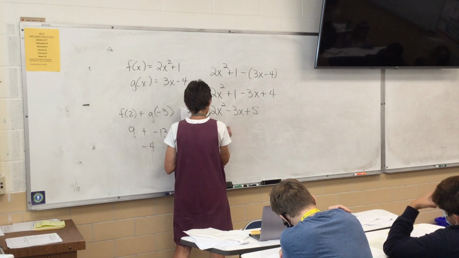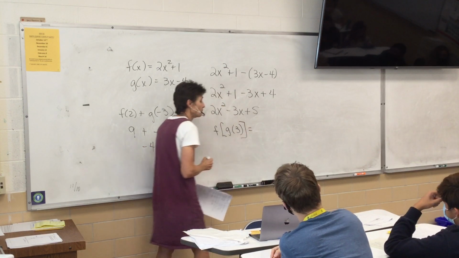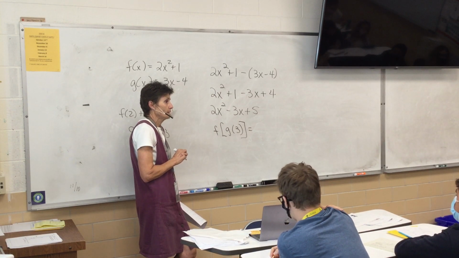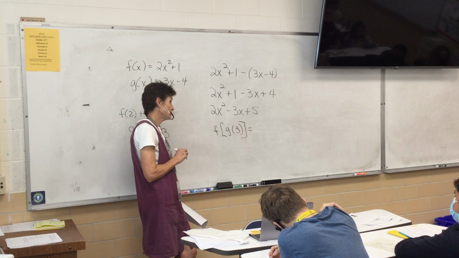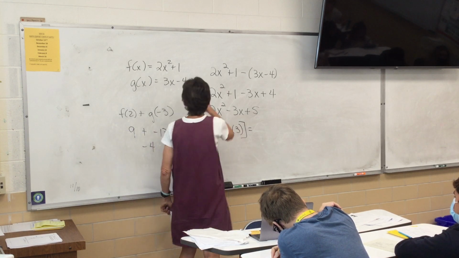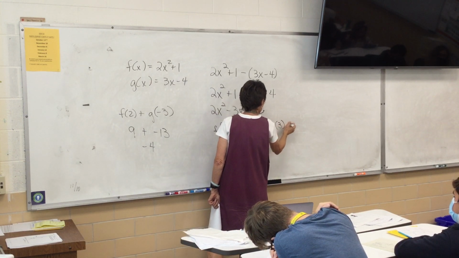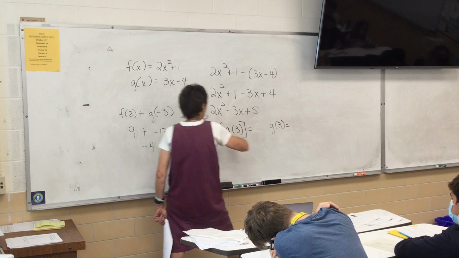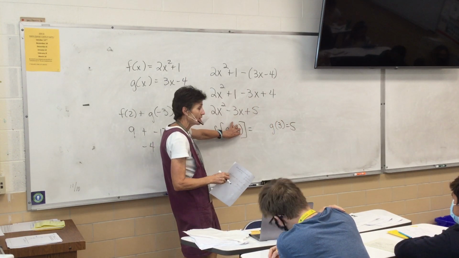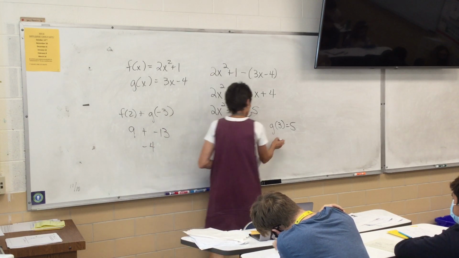C, f of g of 3. All right, we did this yesterday or the day before. How do we start this? 3 goes into g. So 3 goes into g, and what would I get if I put 3 into g? I get 5, okay, good? And then I take this 5 and put it into f.